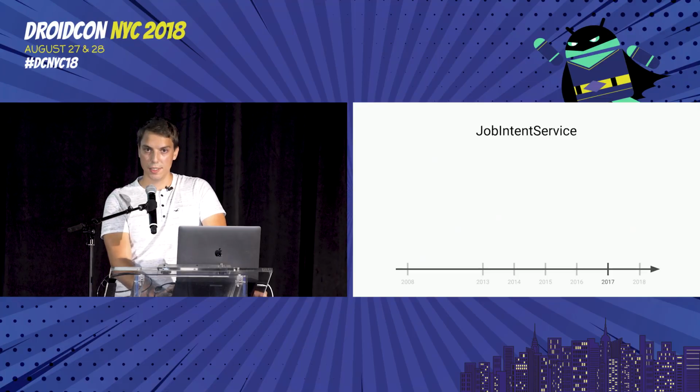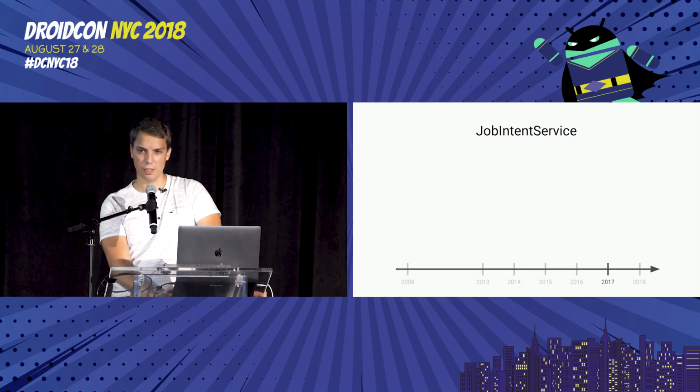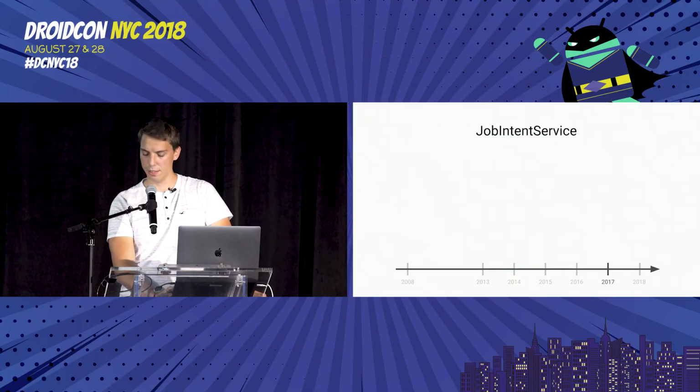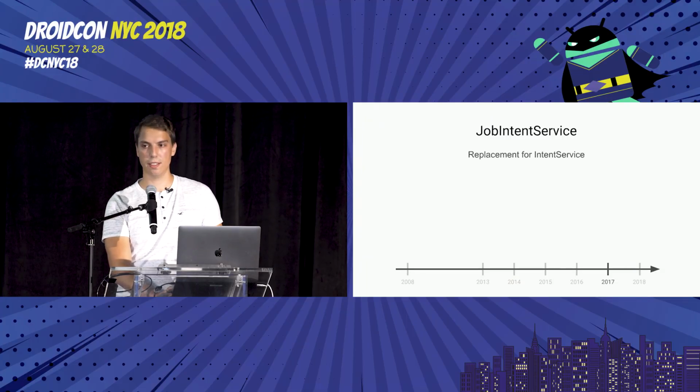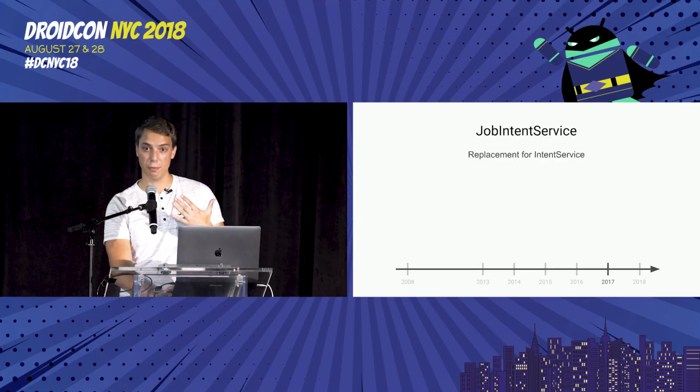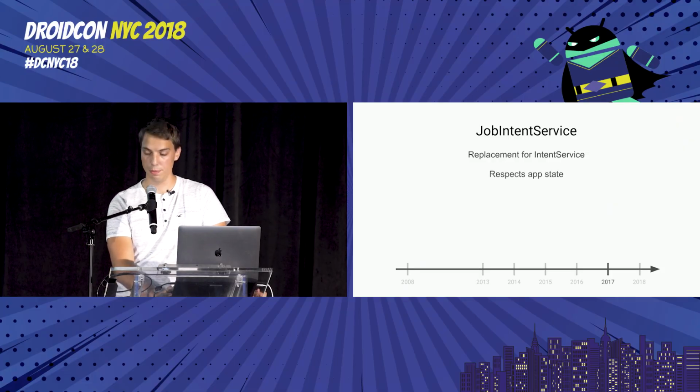The same year, they also released the JobIntentService. The JobIntentService is really just a replacement for the IntentService and not a job scheduling engine. It's part of the support library. And the good thing about it is it respects the device state. So it allows you basically to start an IntentService while your app is in the background. Under the hood, it's using the Job Scheduler, and maybe it defers the task a little bit.